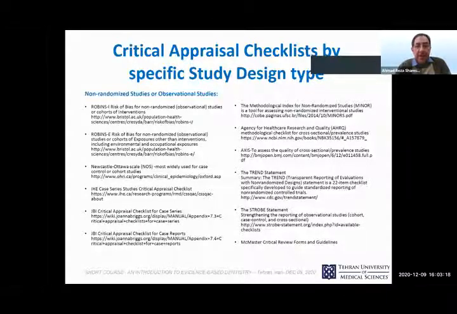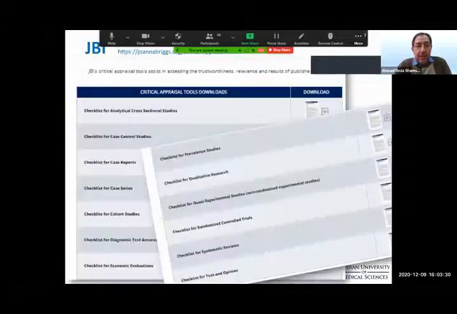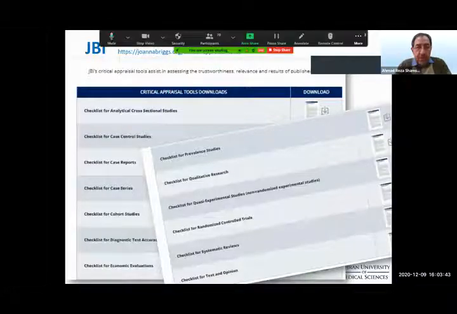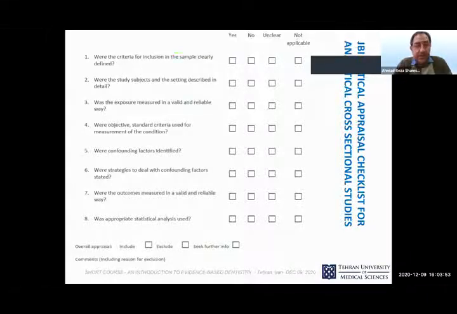For example, CEBMA has a checklist with 12 items, and for each study design JBI has different items, and I selected JBI for this presentation. Here is a checklist with 8 items for cross-sectional studies.